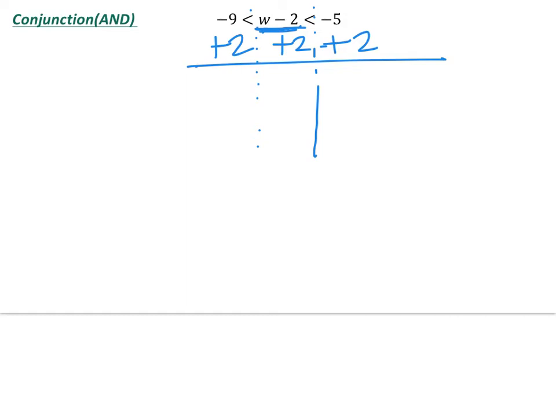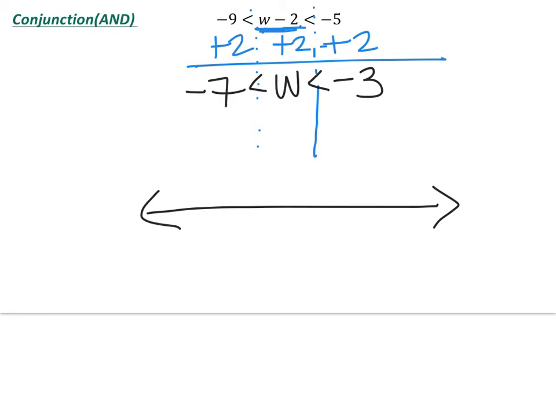-9 plus 2 is -7. All I have left is a w in the center, and then -5 plus 2 is -3. I didn't multiply or divide by a negative number, so my signs stay the same, and I'm done. This is saying that w, or the variable, is going to fall in between the numbers -7 and -3. And then this is how I graph it on a number line.